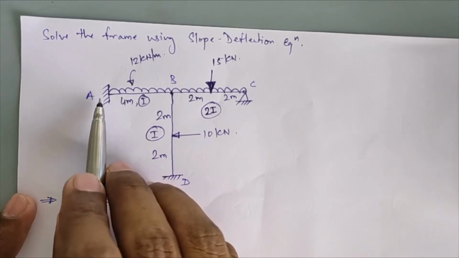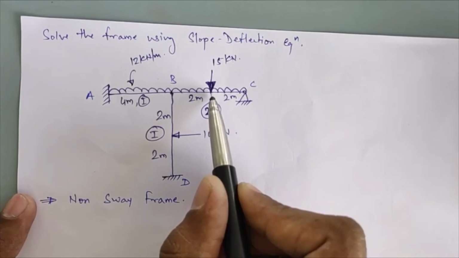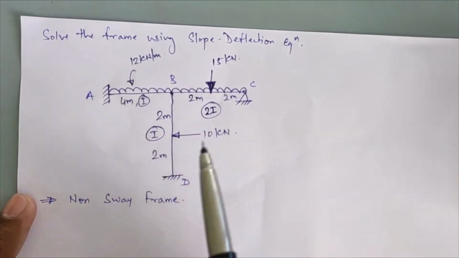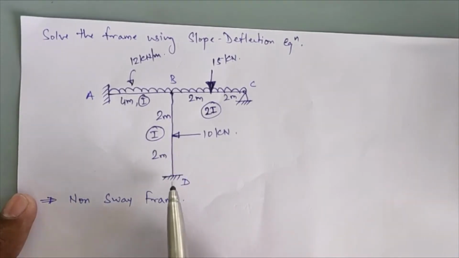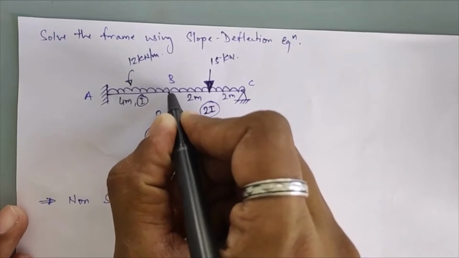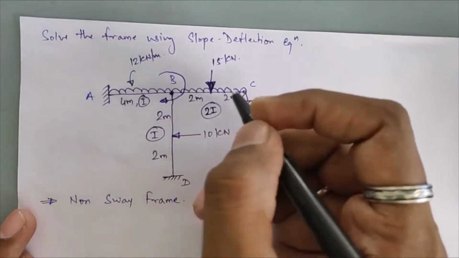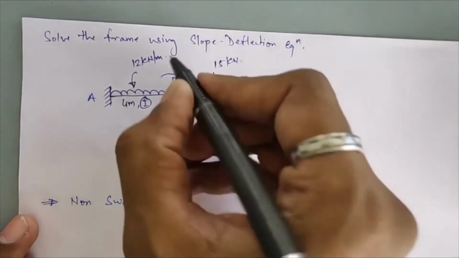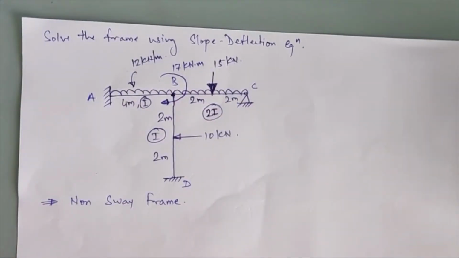The UDL acting throughout A to C is 12 kN per meter, and a point load is also acting at the center of span BC. Also a point load of 10 kN is acting at the center of span BD. One more loading is given in this numerical: at point B a clockwise concentrated moment of intensity 17 kilonewton meter is acting. How we have to consider this moment in the numerical, we'll see further.